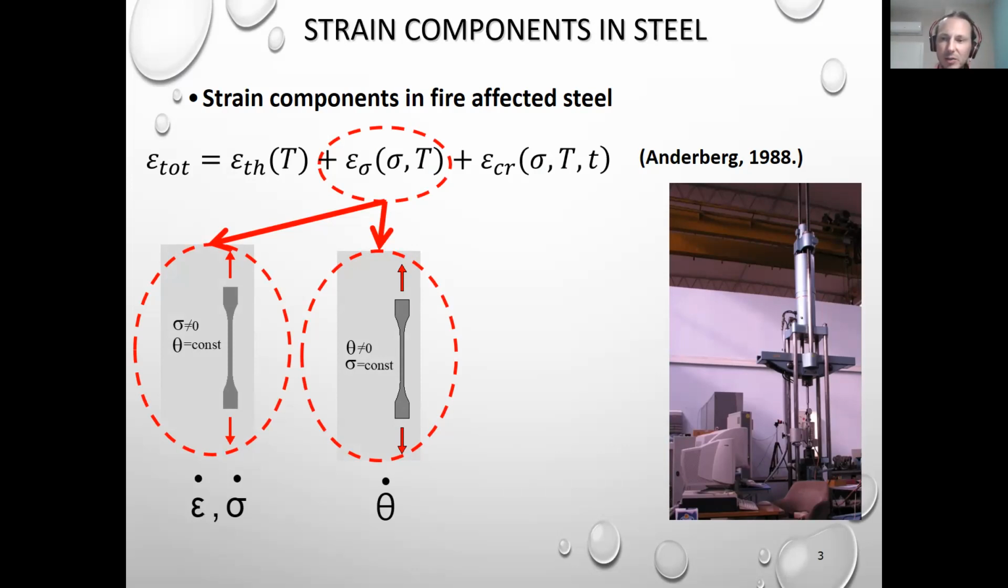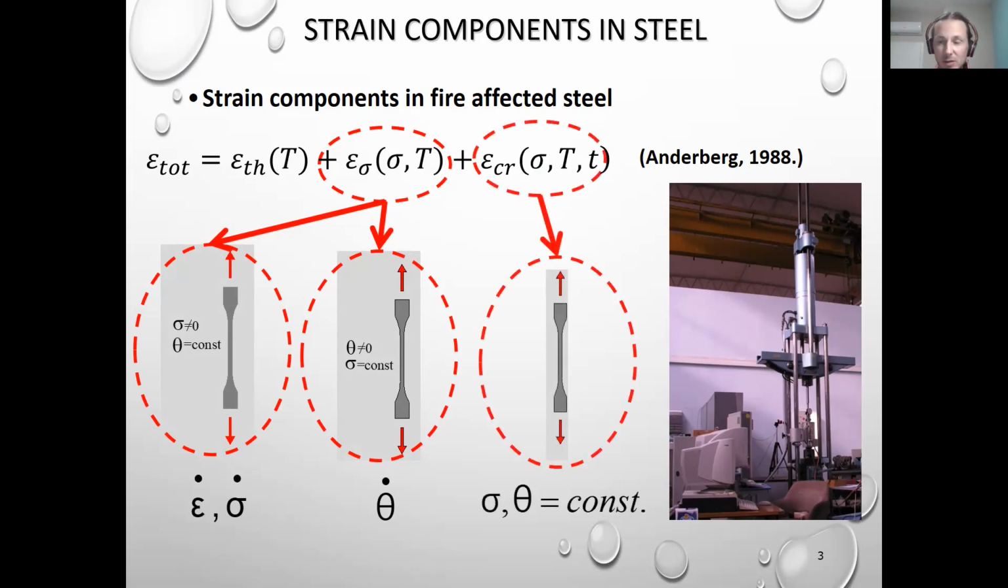And if we're conducting a transient testing procedure, as an output we can obtain a stress strain law which unifies the mechanical strain and the creep strain in a single stress strain law. If we do not use the transient testing procedure, we can determine creep strain separately by doing stationary creep tests at constant temperature and at constant stress. So basically, these are the two main test regimes for determining strain components in fire-affected steel.